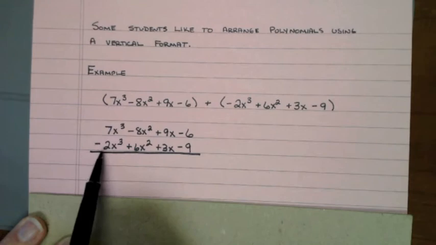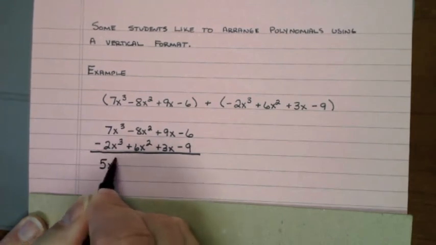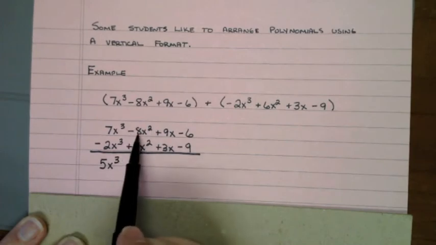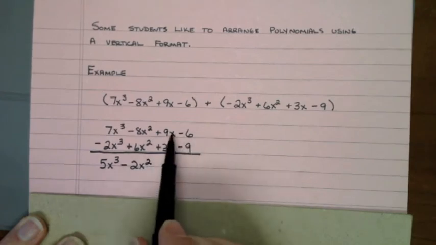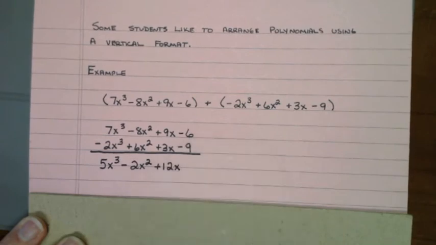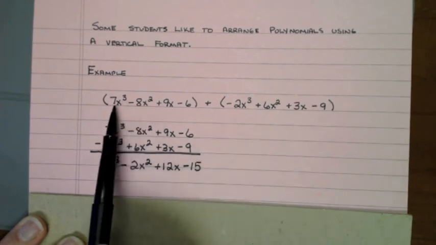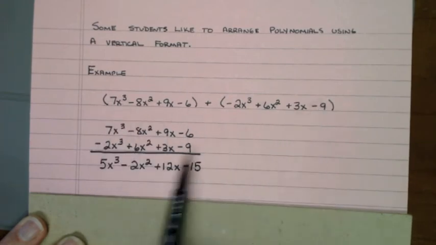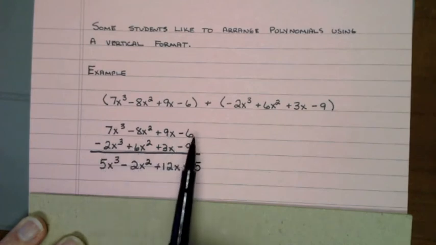7x to the third and negative 2x to the third, positive 5x to the third. Negative 8x squared and 6x squared, negative 2x squared. 9x and 3x, positive 12x. Negative 6 and negative 9, negative 15. So you take things that are written horizontally and you simply write them vertically, lining up your like terms.